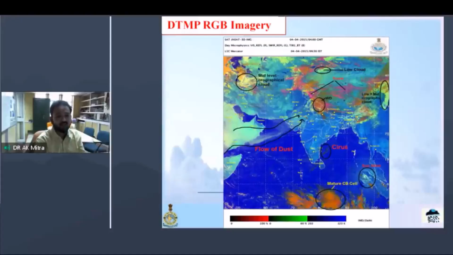See, in one imagery you are seeing a number of weather events, right from the Indian Ocean, mature CB cells you are seeing, because this color represents the particular weather phenomenon based on its temperature and the spectral behavior of that particular channel. Now you can see the flow of dust from Arabia coming to the Rajasthan area, mid-level orographic clouds, low clouds, snow appearing as pink, western disturbance, low and mid orographic clouds, cirrus clouds. So all the observations you are now looking at in one image. Earlier it was visible, IR and all.